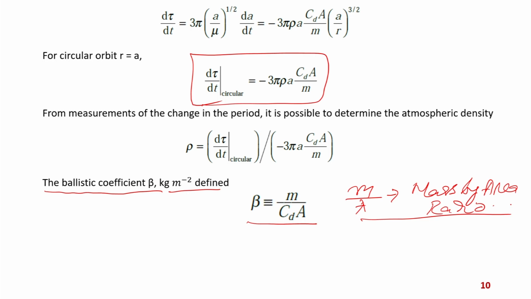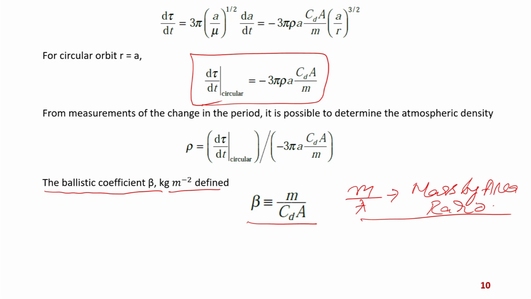So, suppose the mass by area ratio is very small for a particular value of the drag coefficient, then I will have a very low value of beta. Low value of beta means there is a chance that the satellite will decay its orbit. So, the ballistic coefficient will give an assessment of how fast the satellite's orbit will decay. Similarly, a higher value tells me that it is more stable. So, it is a measure of the relative effect of the drag force on a body.